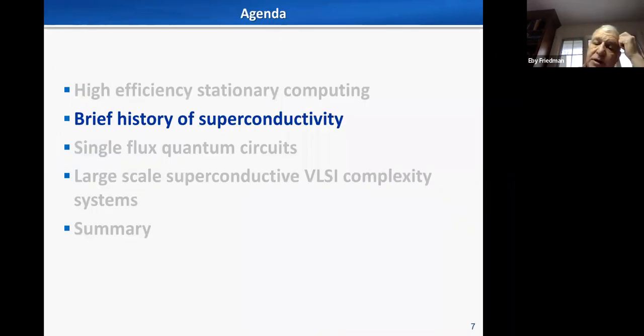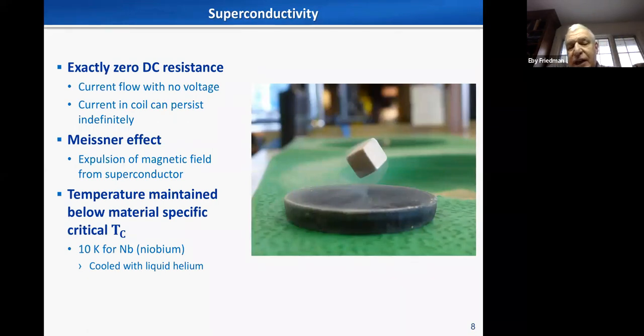So let's just talk about superconductivity quickly. One of the things that you need to understand is that superconductive lines are not just low resistance. They're exactly zero DC resistance. There is an AC resistance, but there's a DC resistance, which is zero, which is quite interesting. And the current, as long as it's maintained cryogenically, can persist forever, literally forever.